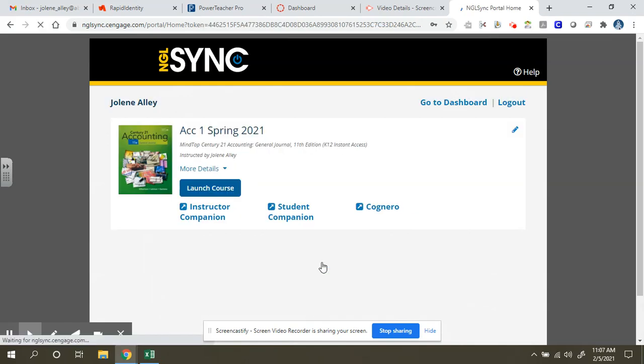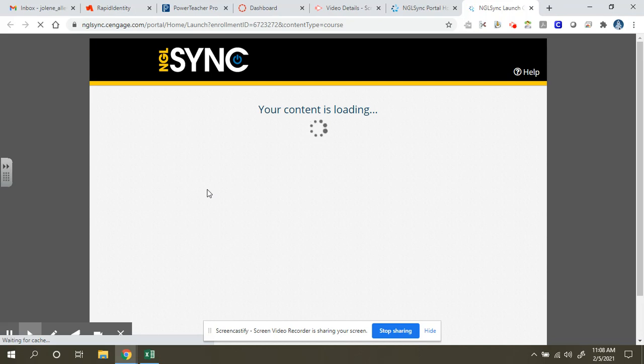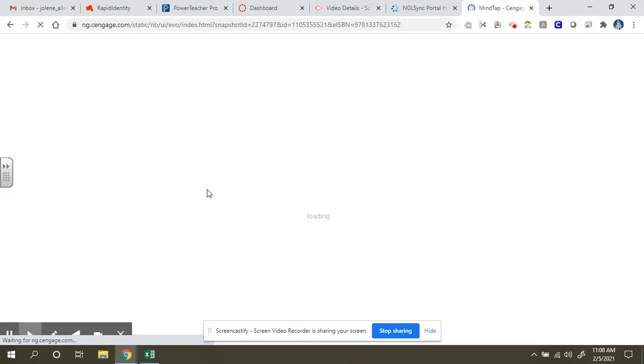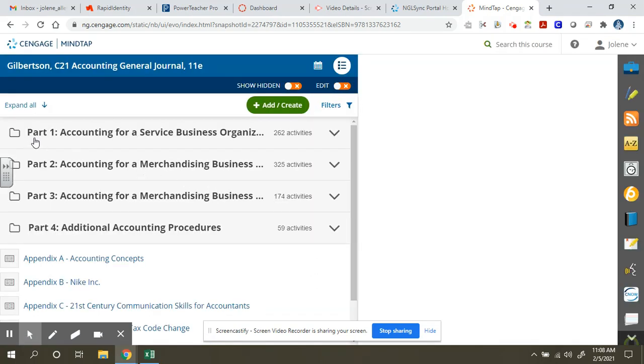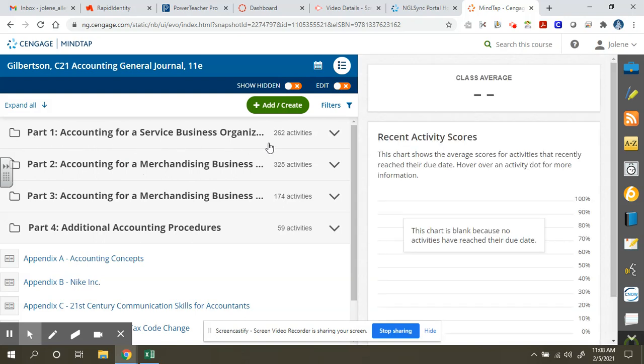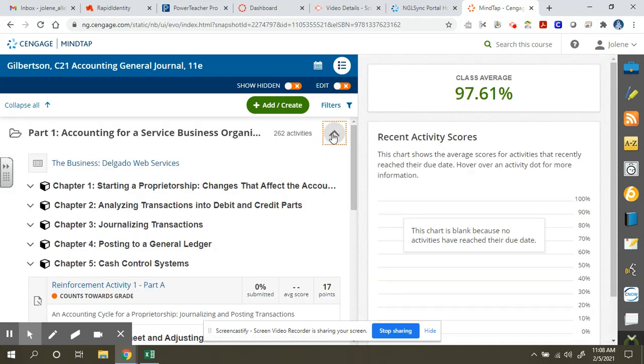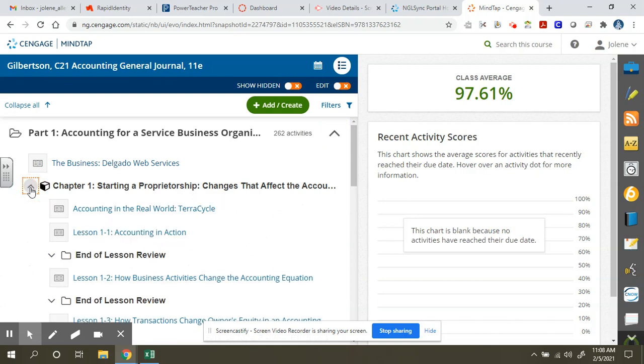We're going into MindTap, and I just want to show you again how to get in here. Today we're in 1-3, the third section of Chapter 1. You come to this screen, you should see your green book, and you click Launch Course. It's going to load and show you the 4 sections of the book, and we're going to the first one, Chapter 1. So Part 1, Accounting for a Service Business, we click the down arrow there. We go to Chapter 1, and click the down arrow there.